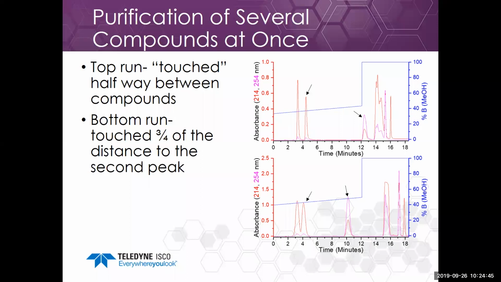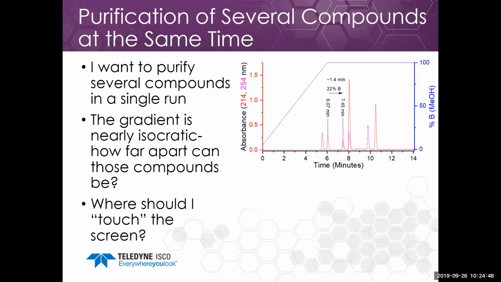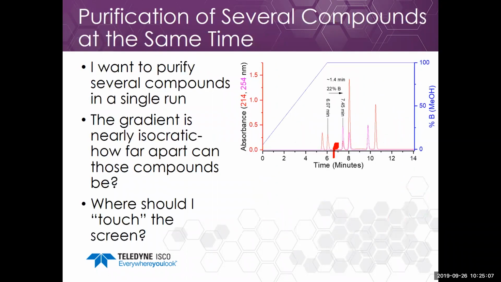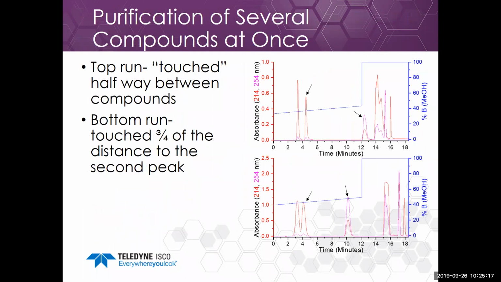If I go back to the previous slide over here, if I touched halfway between the peaks over here in the middle, what I'm going to get is this chromatography over here on the top run. The second peak just elutes past the end of the gradient. However, if I touch, going back over here, about 3/4 of the way between the peaks, in other words, don't touch straight in the middle, but touch 3/4 of the way through, what I find is that I can then get both peaks centered on the focus gradient, and I can get a nice run out of that.